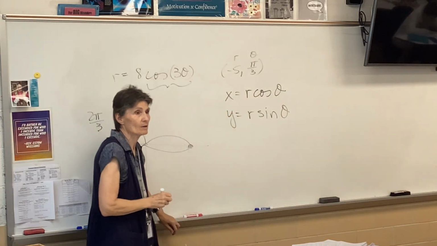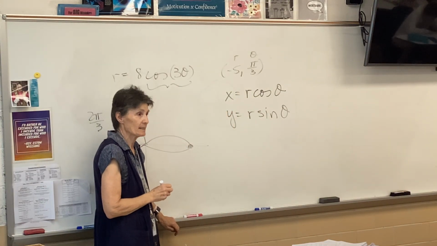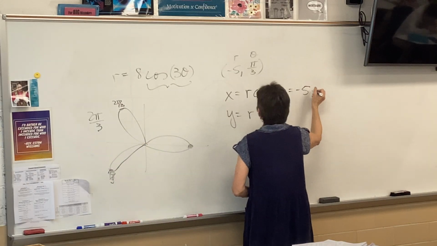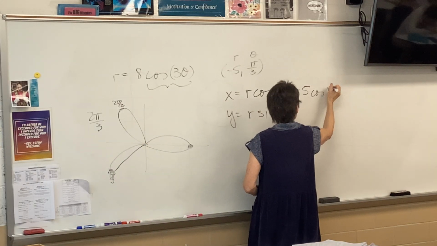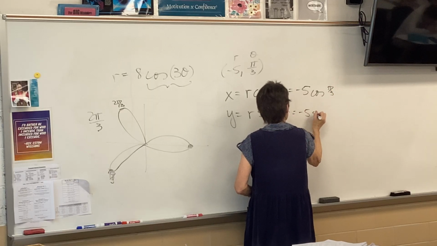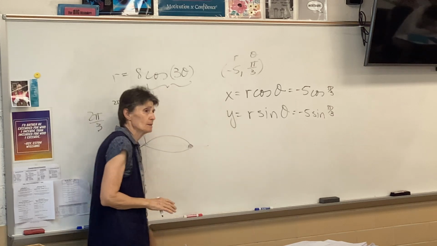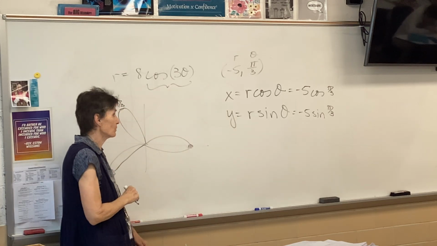Cosine and sine. That's how we find x and y every time. So, negative 5 cosine pi over 3, negative 5 sine pi over 3. That's all there is to it. Converting is easy.